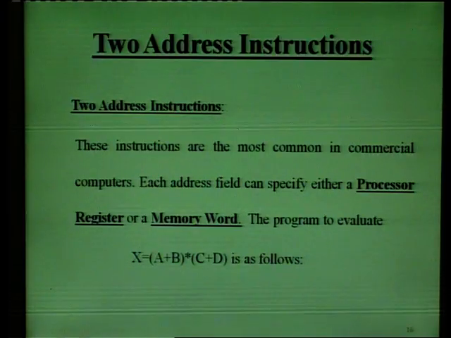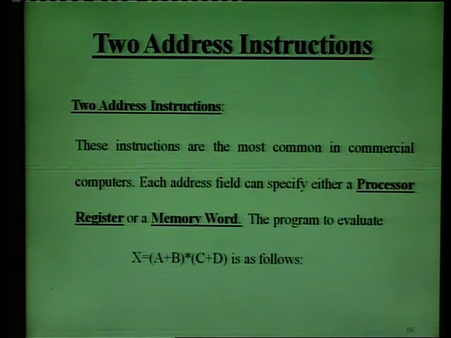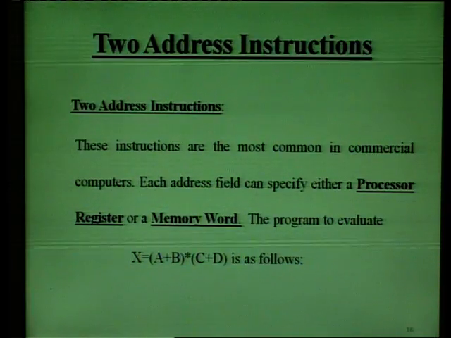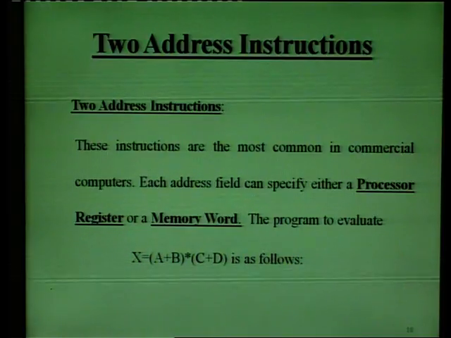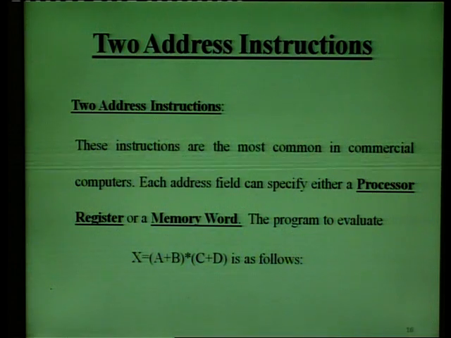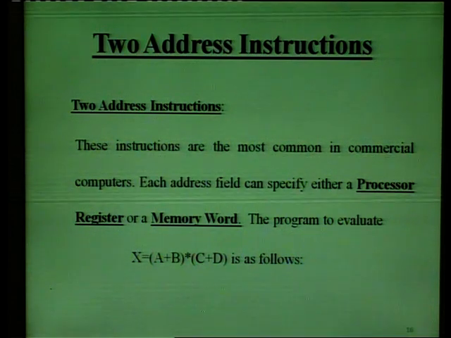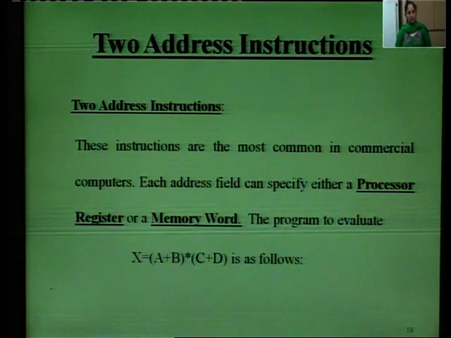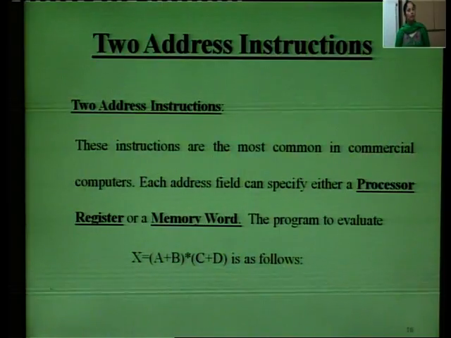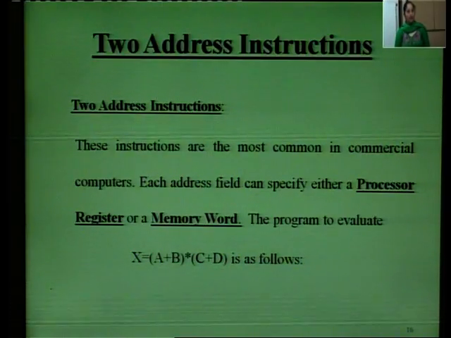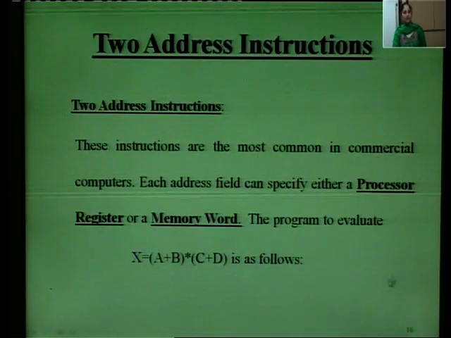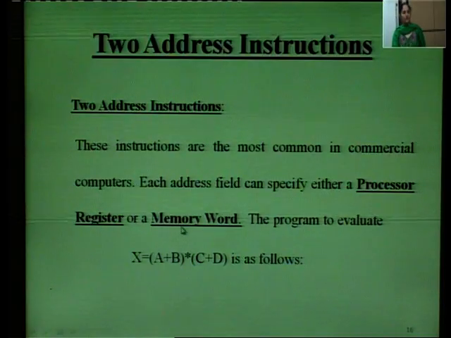Next is the 2 address instruction. These instructions are the most common in commercial computers. Each address field can specify either a processor register or a memory word. In the 3 address instructions, it specifies the processor register or a memory word. But in this 2 address instruction, it specifies the processor register or a memory word.